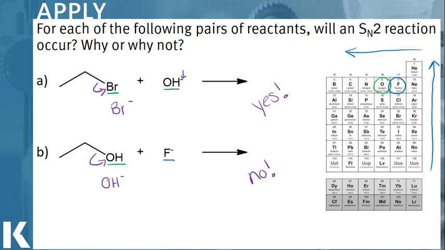Now, you should feel more comfortable predicting if an SN2 mechanism is going to occur based on the nucleophile and the leaving group.